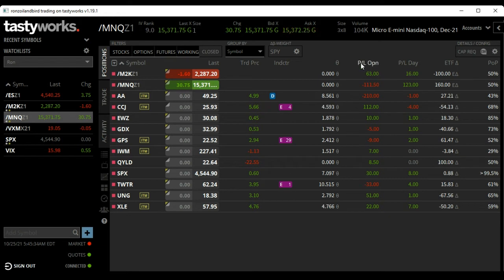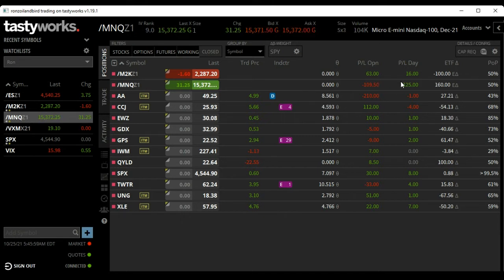As you can see right here, this P&L open is how much each contract has either made or lost since I put this trade on. I put this trade on Friday, and here it is Monday morning. The trade was down about $200 at the close Friday.